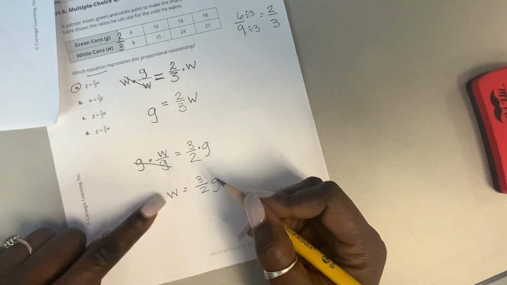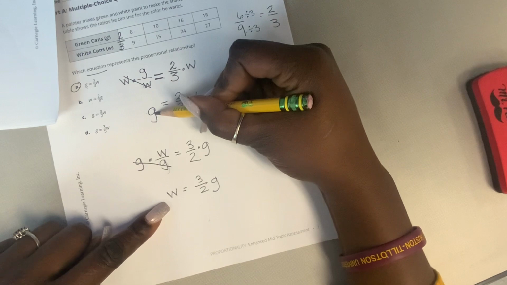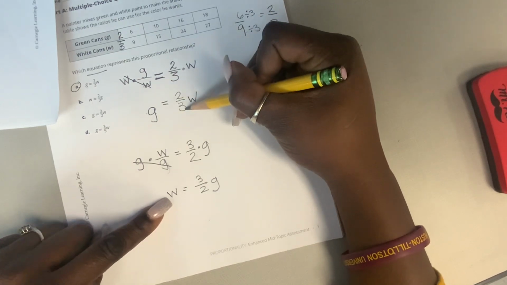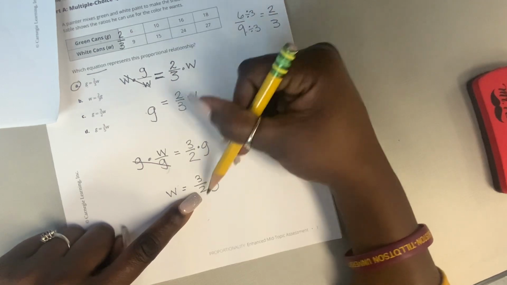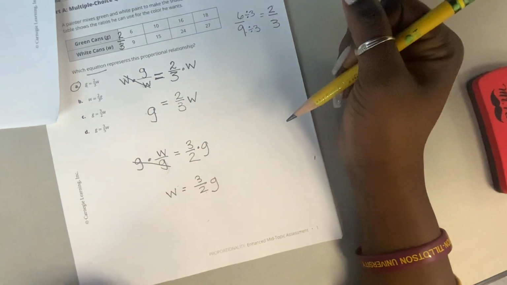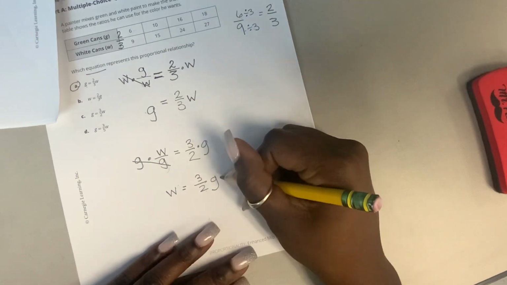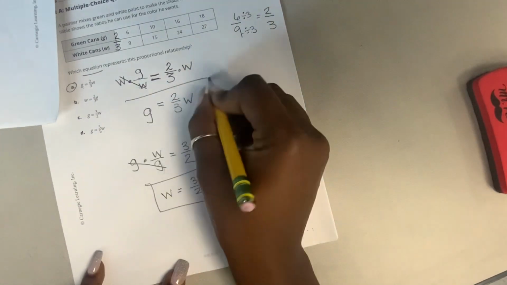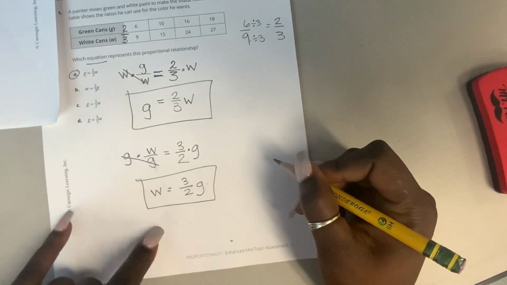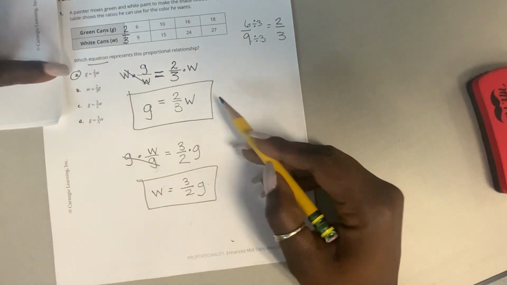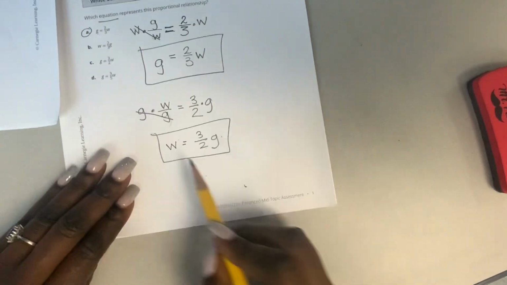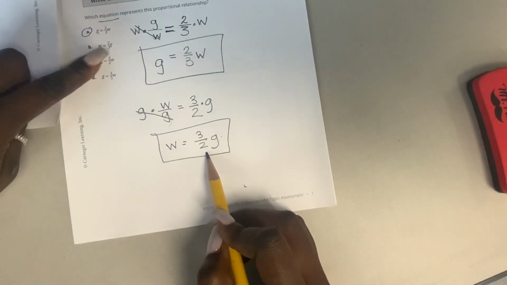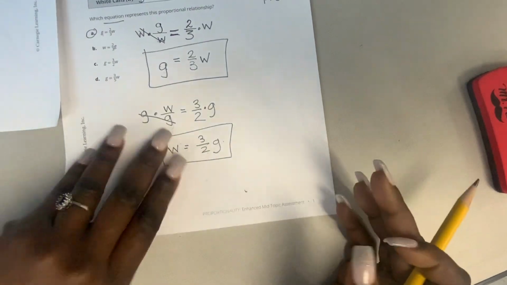And notice that if G is out front, then it's written as 2/3. If W is out front, it's written as 3/2. So they're just opposite of each other. They're just flipped. And either one of these is a correct answer. You just have to look in the answer choices and see which one matches. And G equals 2/3 W does match, because W should have 3/2, not 2/3. Now let's look at the next page.